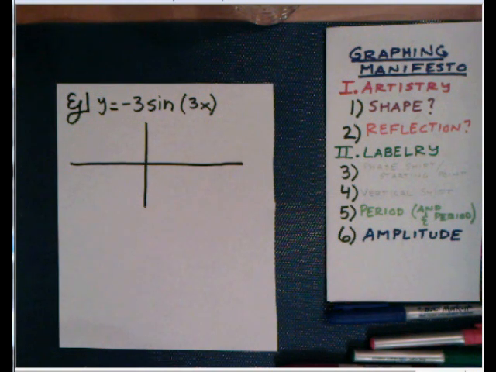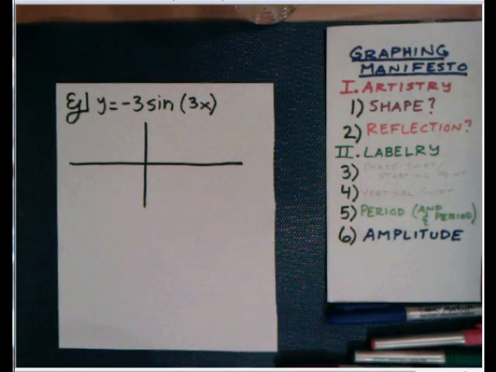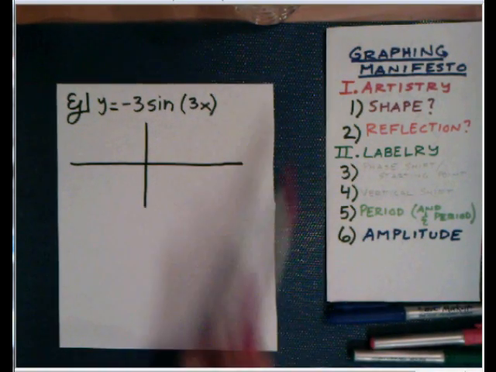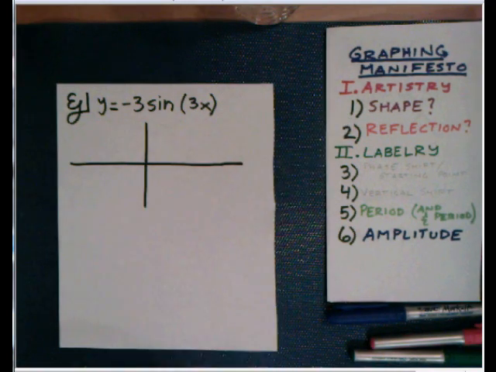So, as far as graphing this sine curve, we could look in the calculator and cheat and just draw it up there, but that wouldn't be good, and that wouldn't help us on an actual test, would it? So to start off, using the Graphing Manifesto, we've got to think about the shape first.